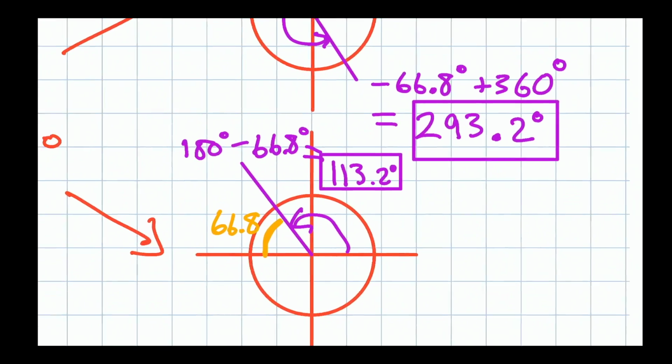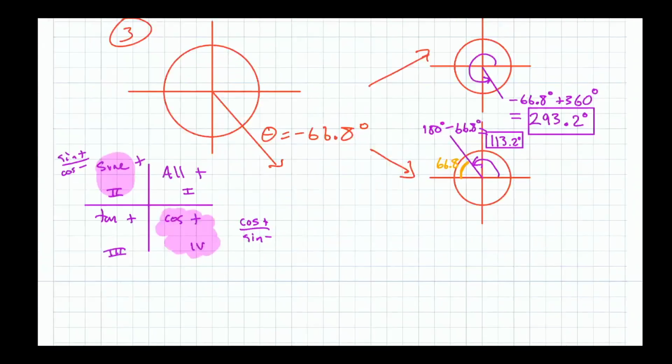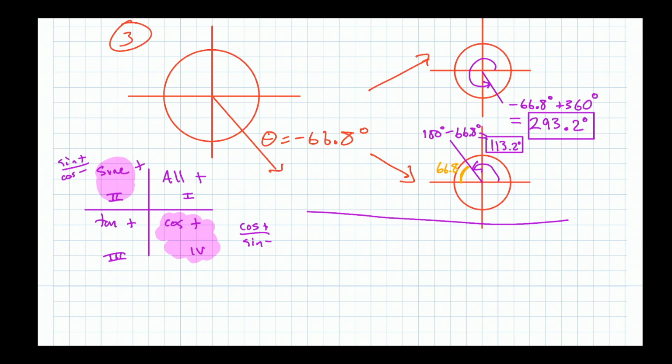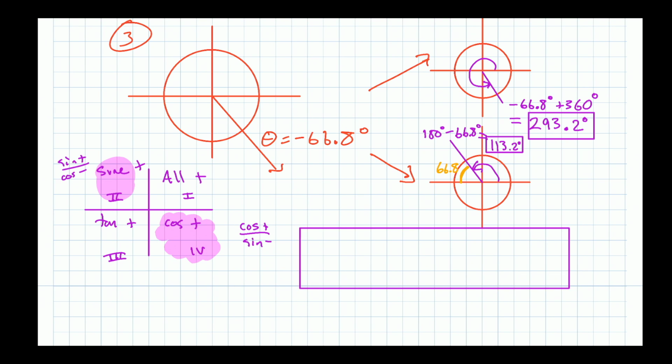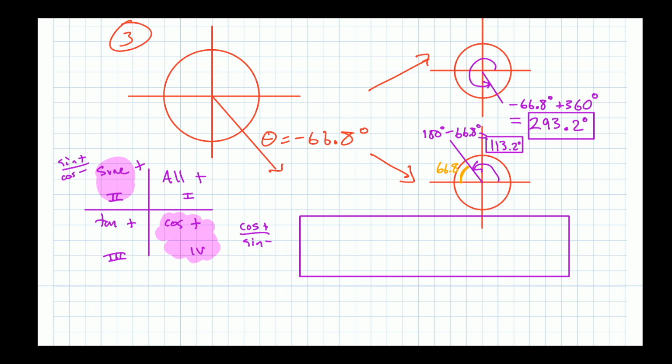Okay, so what are we going to do with that information? Well, we're just going to write our answer. So our answer is simply: solutions are 113.2, 293.2, and that's it.